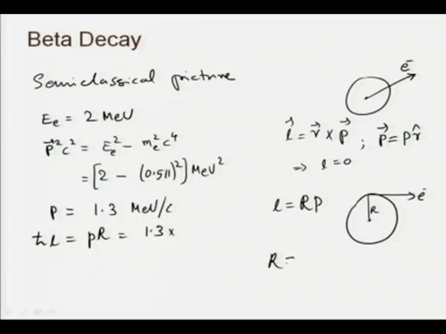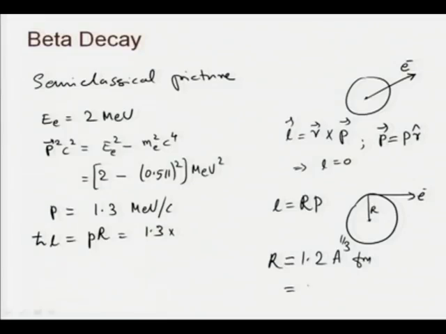R we know is equal to 1.2 A to the power 1 by 3 Fermi. So, if you take something like an A value around 100 to 125, then you have A to the power 1 by 3 equal to 5. So, let us say it is something like 5, approximately equal to 6 Fermi.